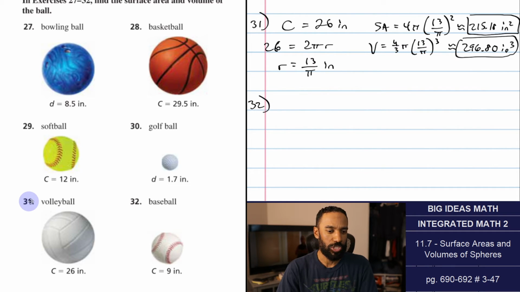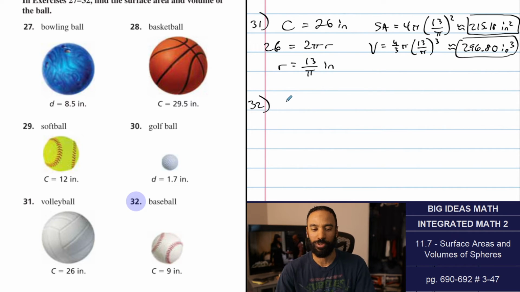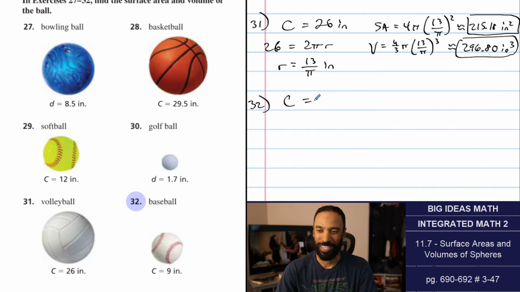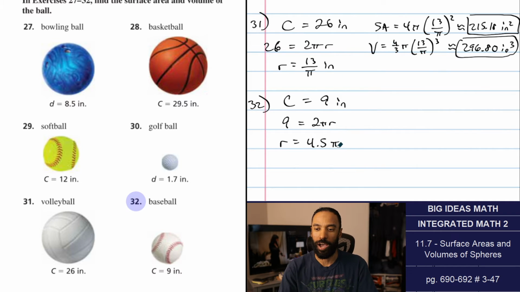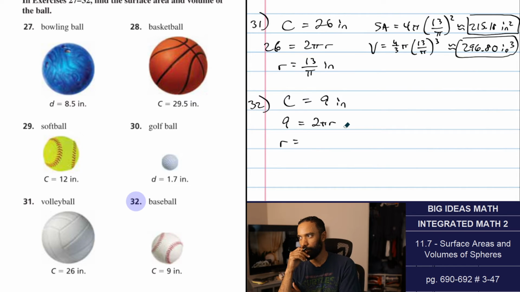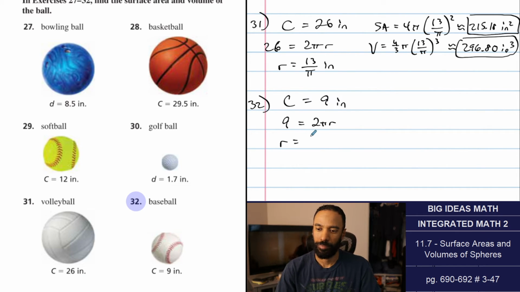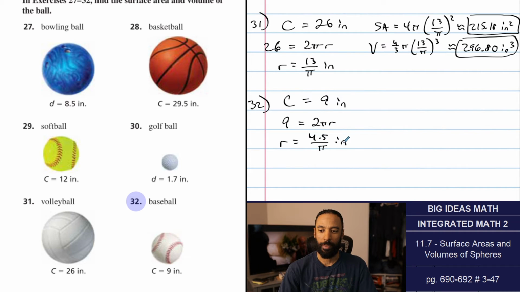Last one from this set, number 32. Find the surface area and volume of the baseball, 9-inch circumference. So, I'm like fact checking the book. So 9 inches equals 2 pi times the radius. I'm going to leave this as 9 over 2 pi. Actually, I'm going to write it as 4.5 over pi. I was thinking about if there was a previous problem where I did something like this, and we're good. So that many inches.